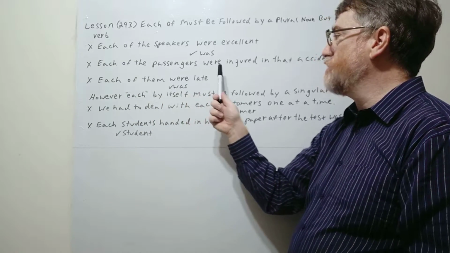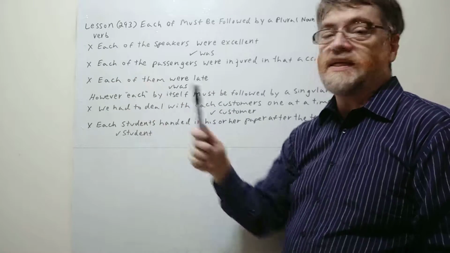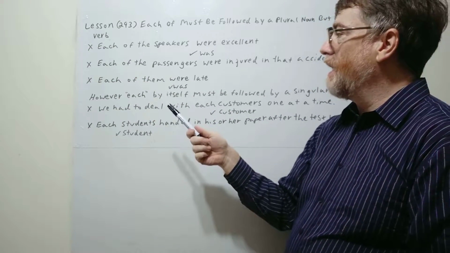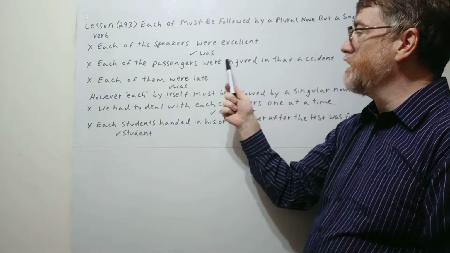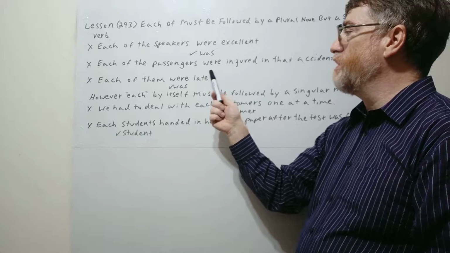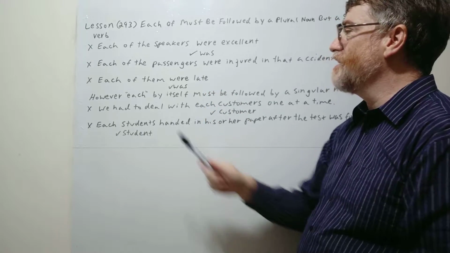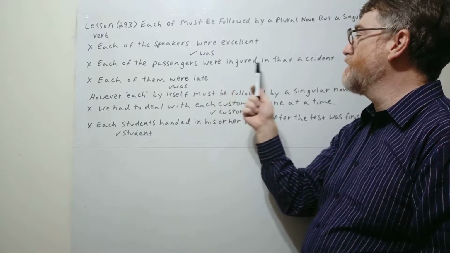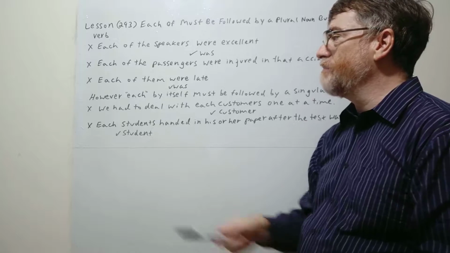Each of the passengers were injured in that accident. Again, with the X, this is wrong. All right, so each of, we do have the plural noun, but you're not supposed to be using the plural verb here. You should actually be using was, so I should have was written here. So it should be each of the passengers was injured in that accident. Okay, good. Let's look at the next one.